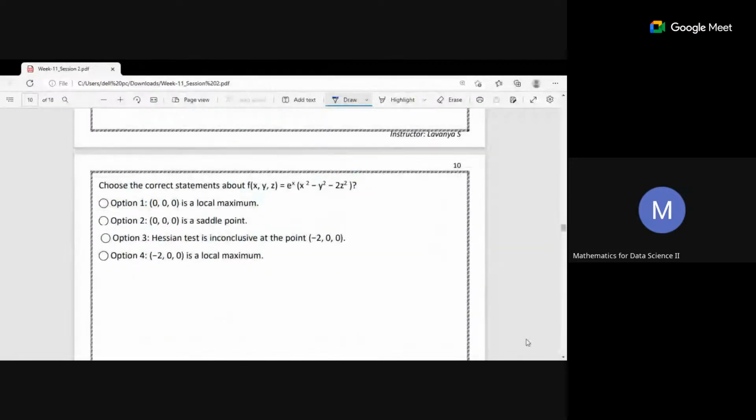Okay, so I guess we are done with this. One last problem. So again, for this function, what happens at 0, 0, 0 and minus 2, 0, 0, we need to see. So what is fx for this function? So let us rewrite this function. e to the x times x squared, e to the x times y squared, e to the x times minus 2z squared. So now what is fx?